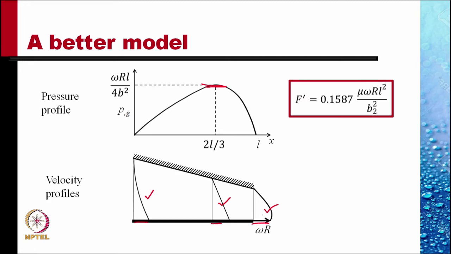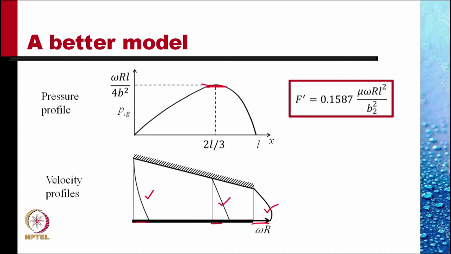The force that this bearing can support, the thrust, is 0.1586 into mu omega R L square divided by B2 square.